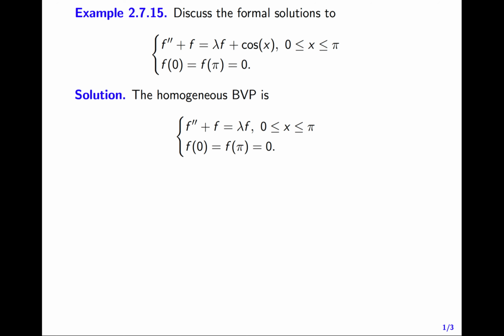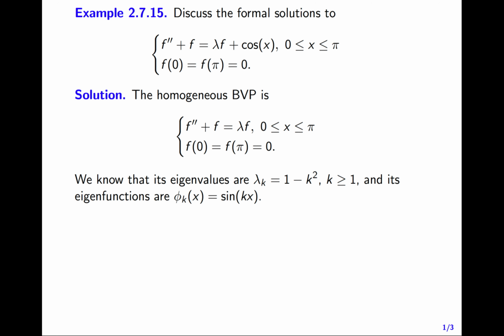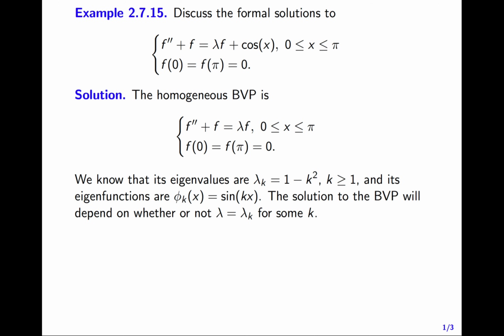First, the homogeneous boundary value problem, if we remove the cosine of x term, is f'' + f = λf on 0 to π plus the same boundary conditions. And we know from before that its eigenvalues are the numbers λ_k = 1 - k² for k greater than or equal to 1, and the corresponding eigenfunctions are φ_k(x) = sin(kx). Now the solution to the boundary value problem will depend first of all on whether or not λ equals λ_k for some integer k.